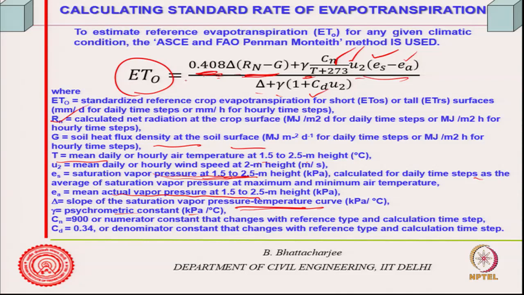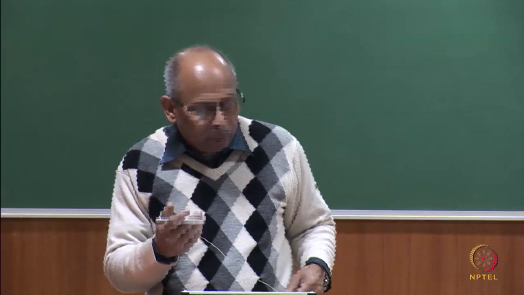So you can see that this is the radiation falling in, direct radiation. G is the soil heat flux, the amount of heat radiation going through the soil. T is the mean temperature at 2 meter height. This is the saturated vapor pressure at 1.5 to 2 meter height. This is the actual partial vapor pressure at 1.5 to 2.5 meter height. This slope of the saturation line and this psychrometric constant are constants depending upon the time step you take for calculation, because you will calculate at different times, assuming the time step to be constant, how much evaporation has occurred during that period, and then sum it up for the whole day, millimeter per day, that is what you will be interested in.